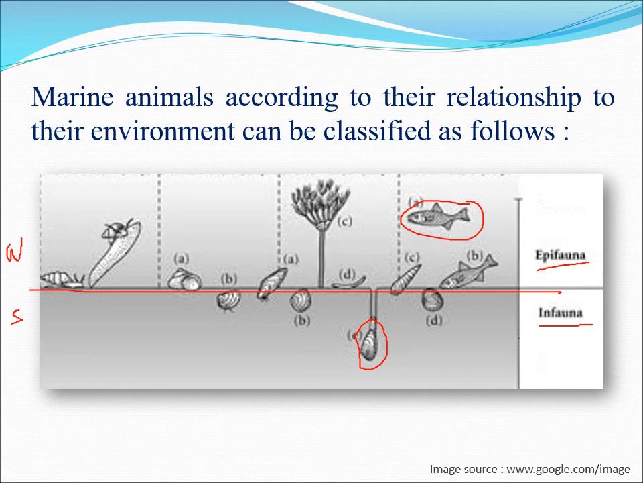So these top surface bearing organisms, these fish, these plants, are epifauna because they live outside the substrate, whereas these organisms which live inside the substrate are infauna because they live inside the sediment. So two types, infauna and epifauna. In means which lives inside, epi means which lives outside the substrate.